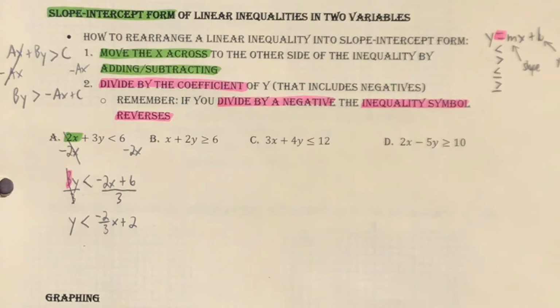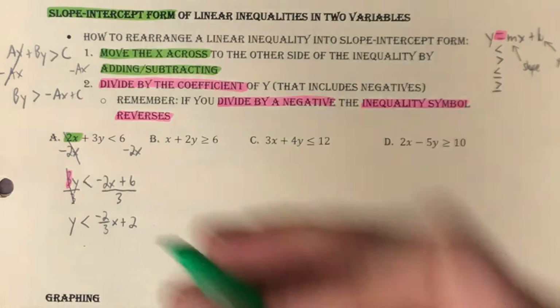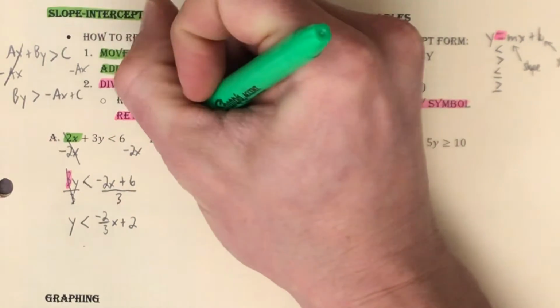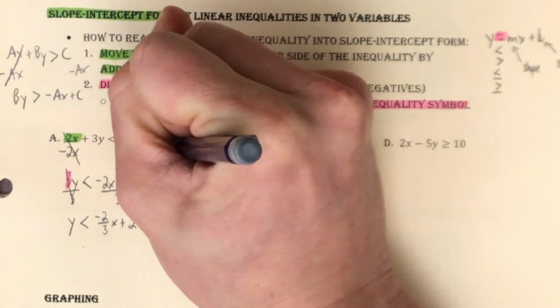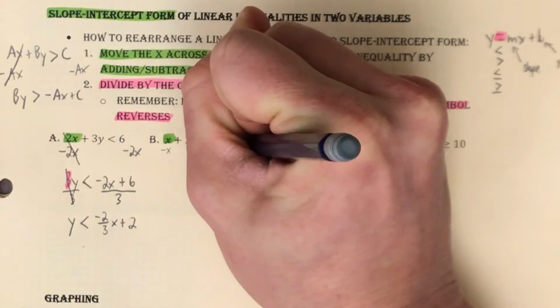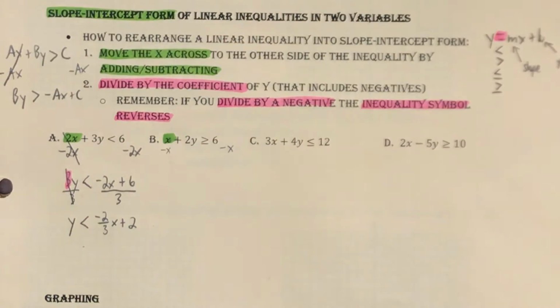All right, well, let's move on to example B here. Example B says x plus 2y is greater than or equal to 6. First step again, we need to move these x's across. According to this, I only have the one x and it's positive, so I need to subtract x from this side, which means I also need to subtract it from that side.